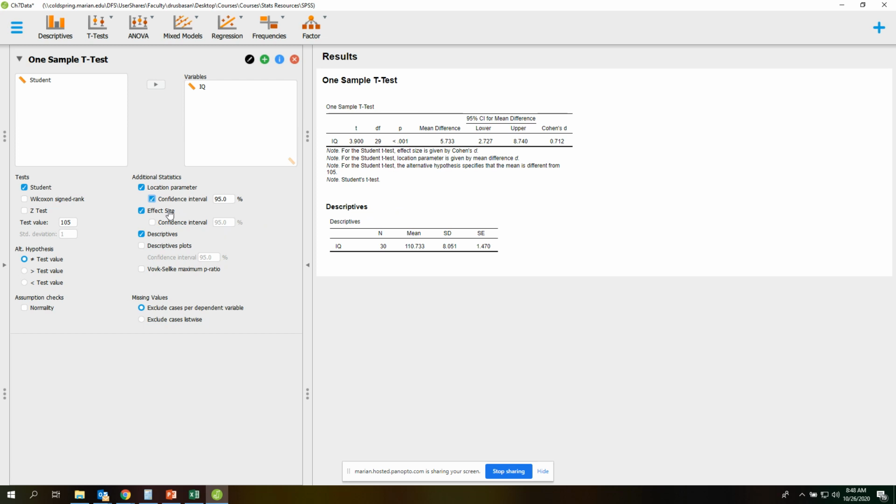So hopefully this helps you figure out what you're supposed to be clicking on in JASP for Chapter 7. And happy interpreting. Well done.